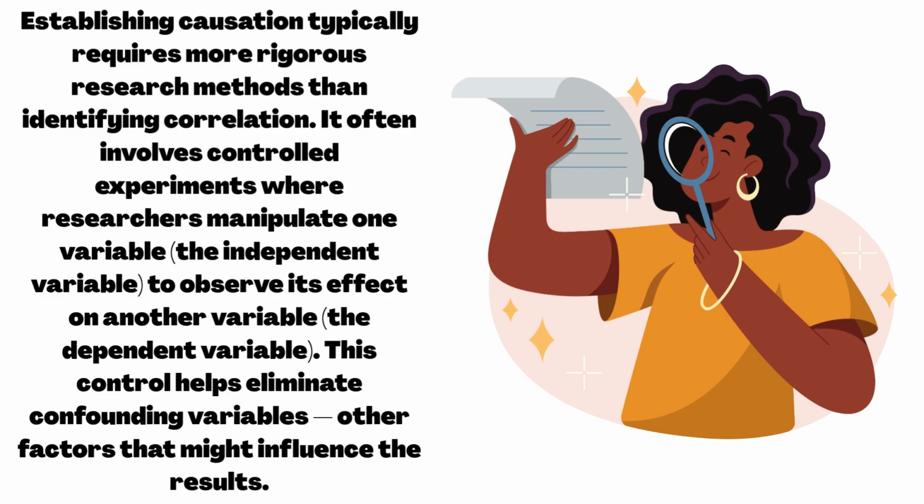Establishing causation typically requires more rigorous research methods than identifying correlation. It often involves controlled experiments where researchers manipulate one variable, the independent variable, to observe its effect on another variable, the dependent variable. This control helps eliminate confounding variables, other factors that might influence the results.